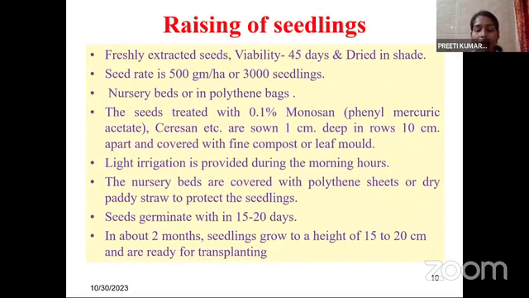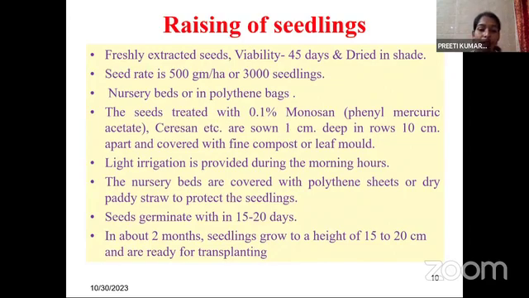Seeds are sown 1 centimeter deep in rows 10 centimeters apart and covered with fine compost or leaf mold. The seed is treated with 0.1% Monosan and Serisan. The depth of the seed is 1 centimeter and the row distance is 10 centimeters. Light irrigation is provided during the morning hours. The nursery beds are covered with polythene sheets or dry paddy straw to protect the seedlings. The seedling is in the growing stage, so it should be protected.